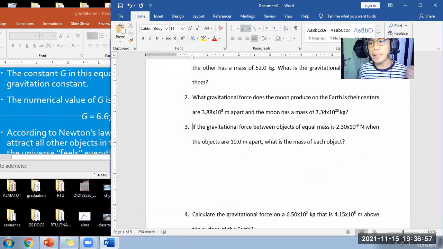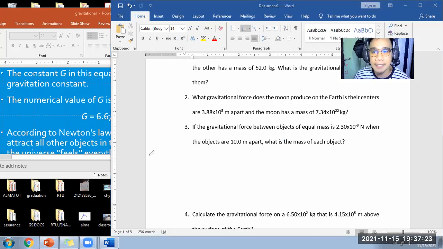Okay, so sa problem number 3 naman, sabi dito, if the gravitational force between two objects of equal mass is 2.30 times 10 to the negative 8 when the objects are 10 meter apart. So what is the mass of each object? Oh, so mass of each object daw.